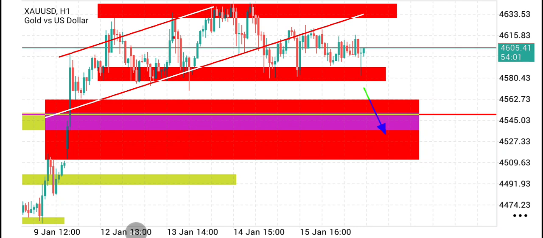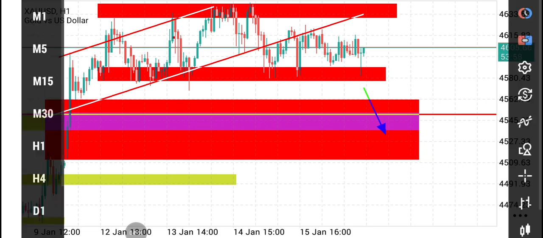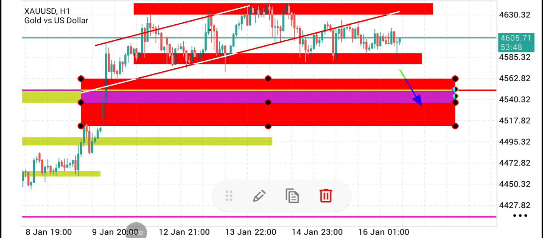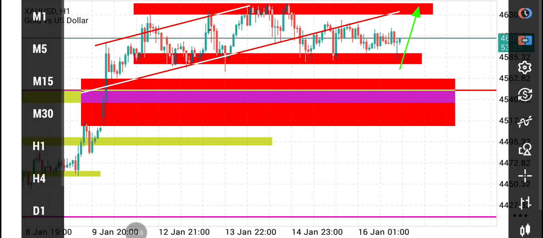So next week I'm hoping gold will break one of these zones, either downwards or upwards. If gold goes up, I'm expecting it will break this zone and create a new all-time high. So that's my overview. I usually do the top-down analysis.